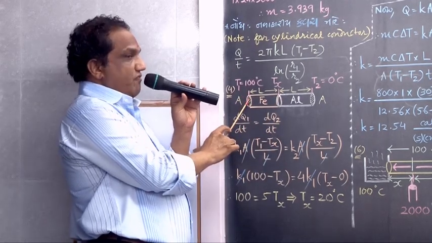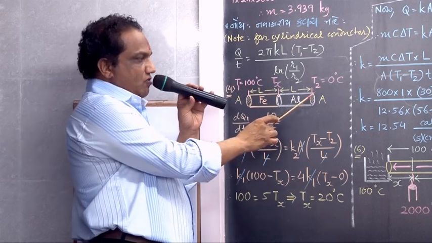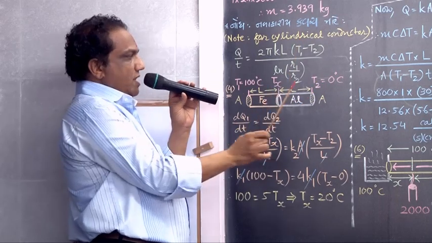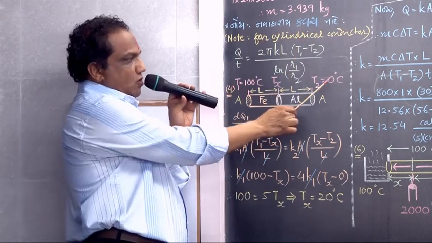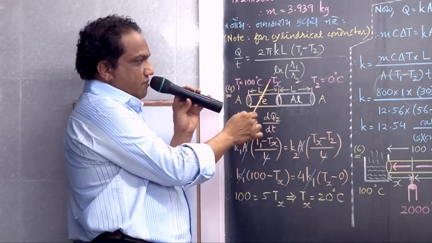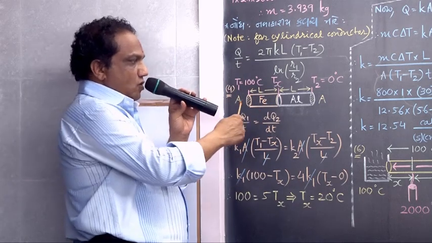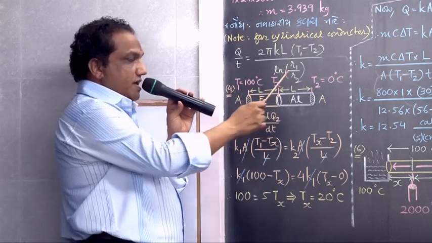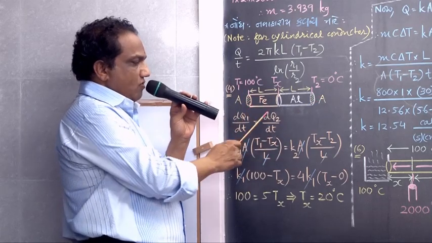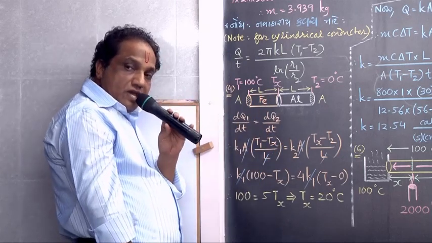The temperature of the free end of the iron rod is given as 100 degrees centigrade. Temperature of the free end of the aluminum rod is given as 0 degrees centigrade. Normally higher temperature we take T1, lower temperature we take T2. Temperature at the interface, let it be Tx, which we have to find out. When the whole structure is in a steady thermal state, then you know the amount of heat flow will be same in both the rods.